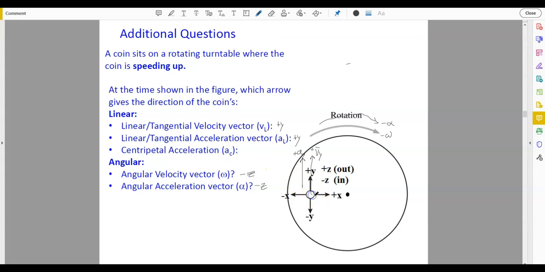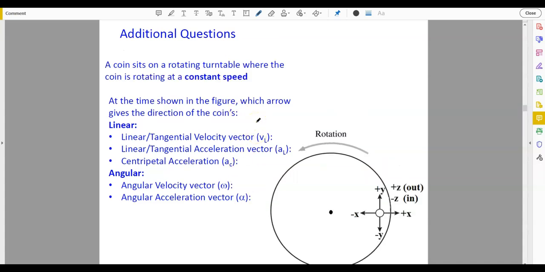At this instance, the coin is also being pulled towards the center of the circle, which is in the positive x direction, by the centripetal acceleration vector. Cool, very cool. Okay, let's try this one last one real quick.